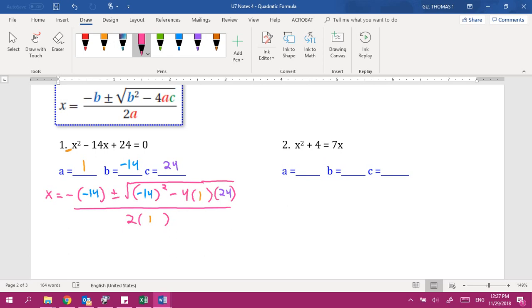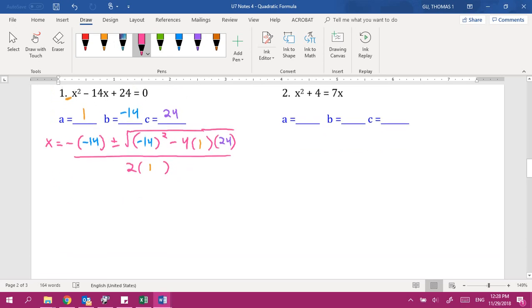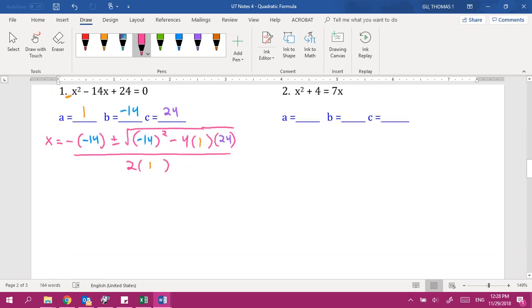Okay? So now we're going to simplify until we get our solutions. So the next step is to simplify everything as much as possible. So right here we've got negative 14. What does that become? Positive 14. Very good. Then plus or minus. We're going to simplify the terms inside the parentheses. So what is negative 14 squared? 14 times 14, right? If you don't know right off the top of your head, then just write it out. 14 times 14. How do we learn multiplication back in the day?